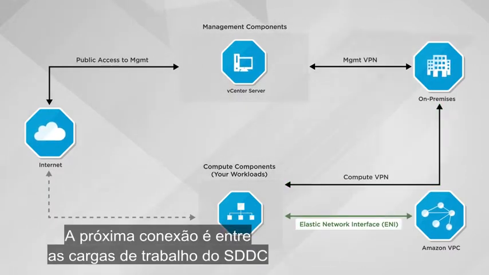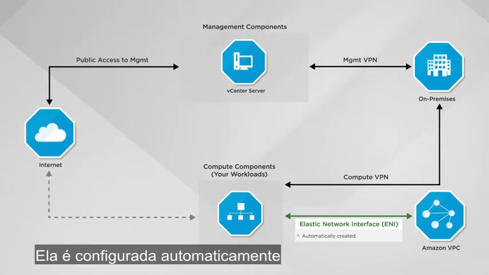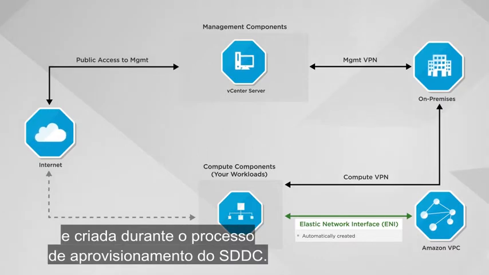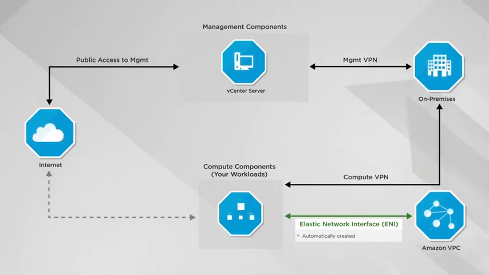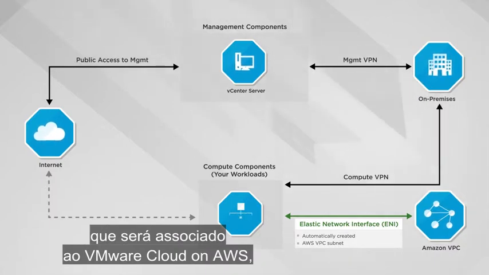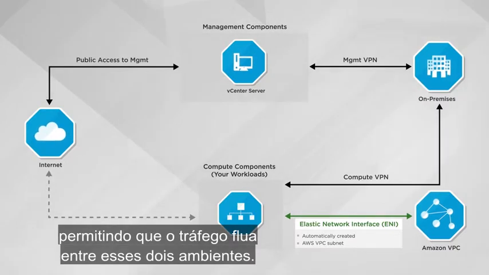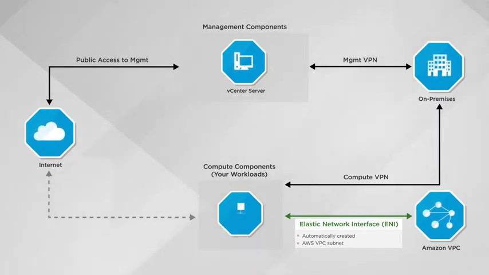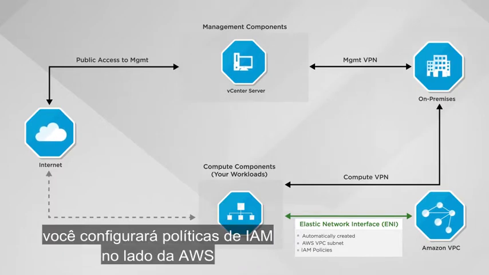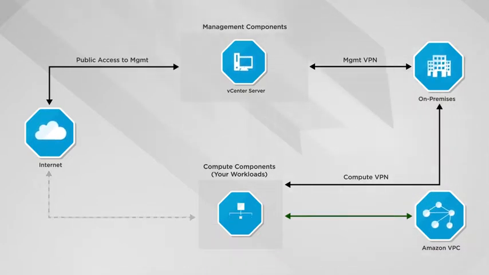The next connection is between your SDDC workloads and your Amazon VPC. It is automatically configured and built during the SDDC provisioning process. Once you select the Amazon VPC that will be associated with your VMware Cloud on AWS, an elastic network interface will be created, allowing traffic to flow between these two environments. To control security, you will configure IAM policies on the AWS side and firewall rules on the VMware Cloud on AWS side to allow access between them.